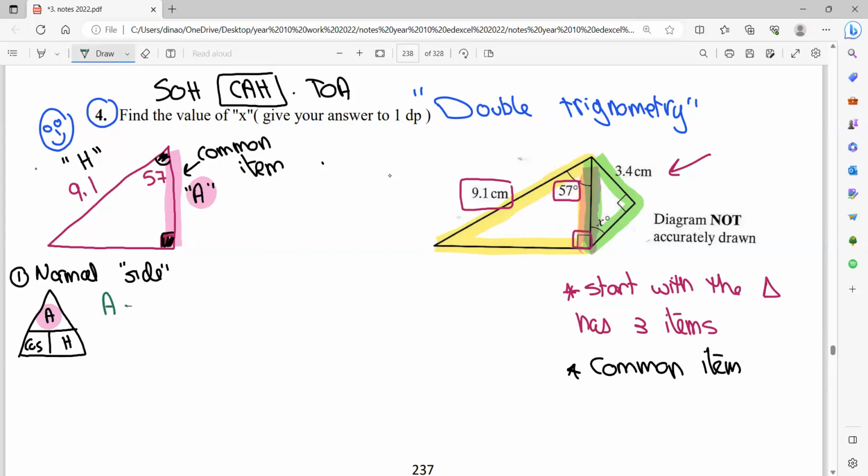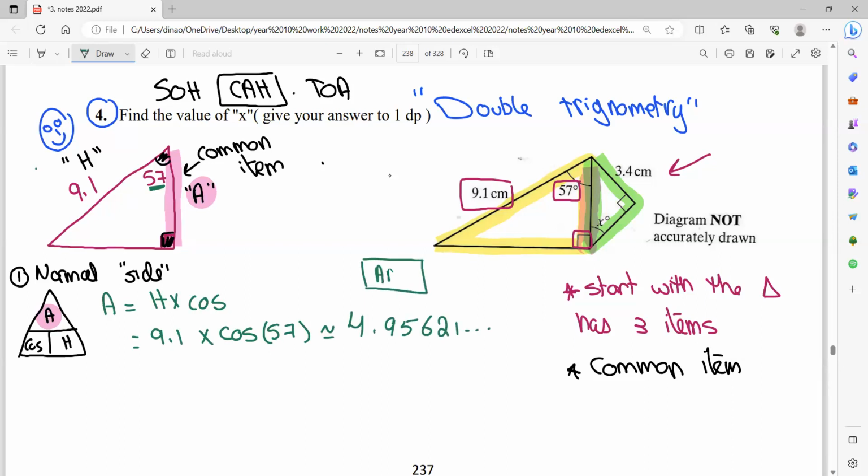So the adjacent is the hypotenuse multiplied by the cosine. Now let's remove and put numbers. The hypotenuse is 9.1 multiplied by cosine. Now, as we said, next to the cosine, there has to be an angle, which is this one. And as I said before in this video, the 90 degrees is not needed at all. And now on the calculator, 9.1 times cosine 57. And then I will get this answer over here, 4.95621, whatever.